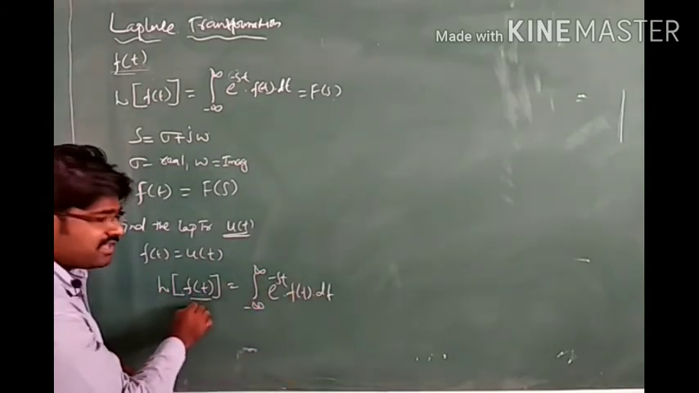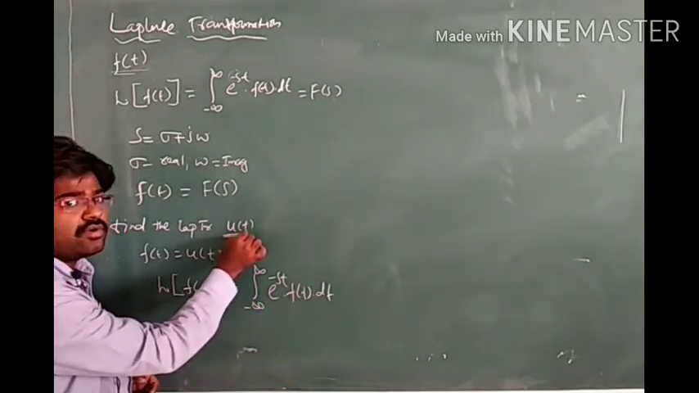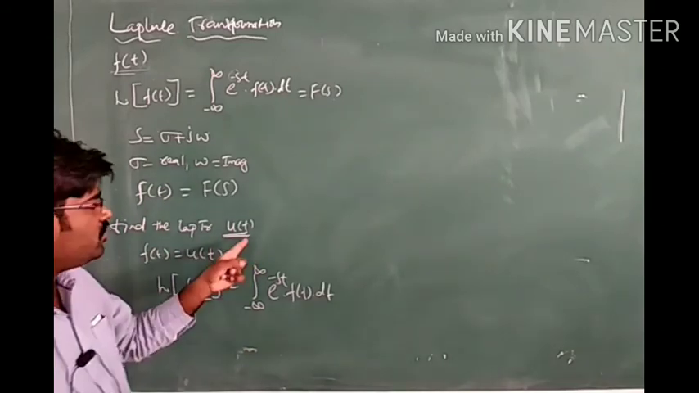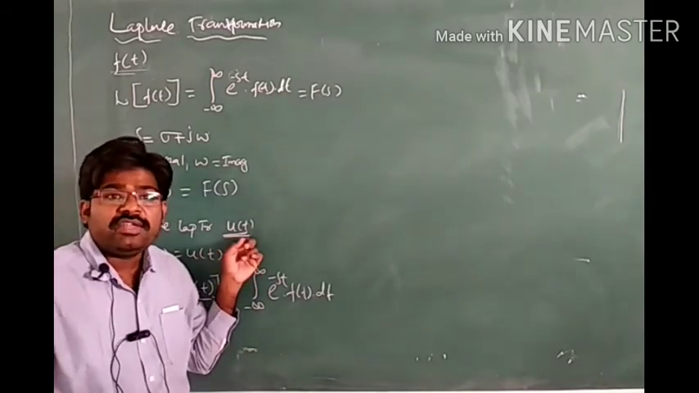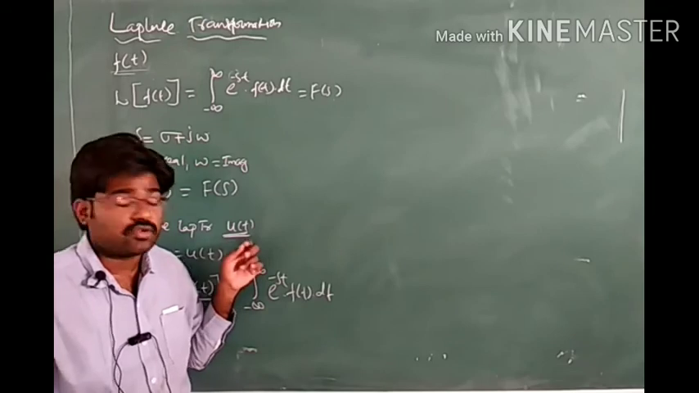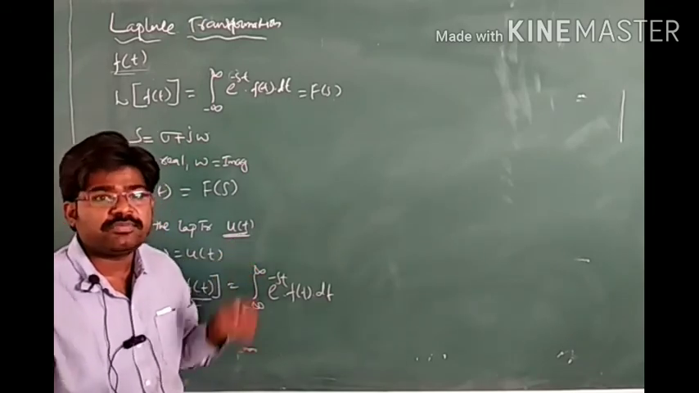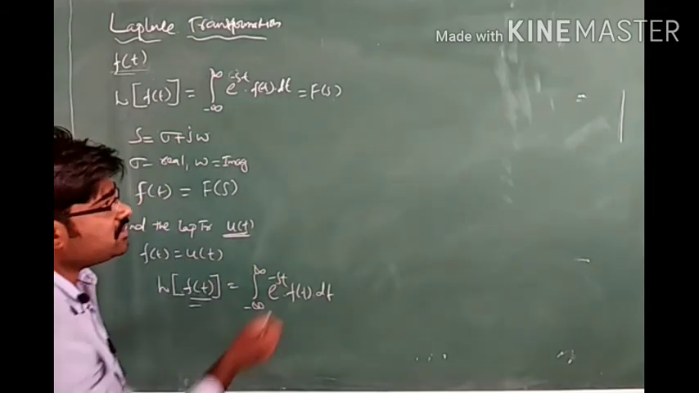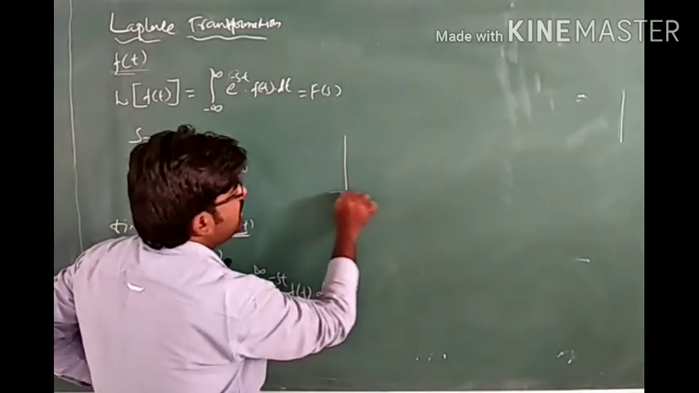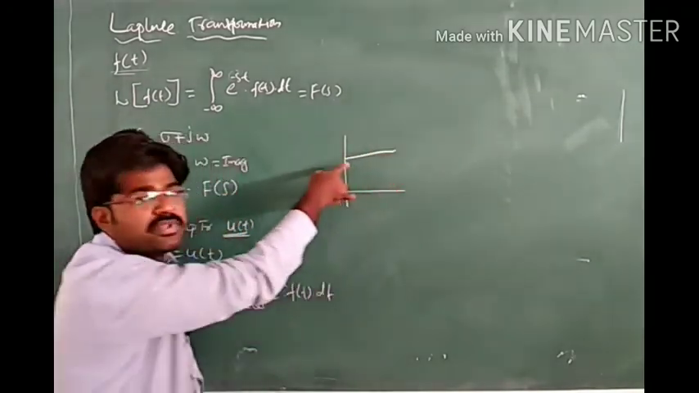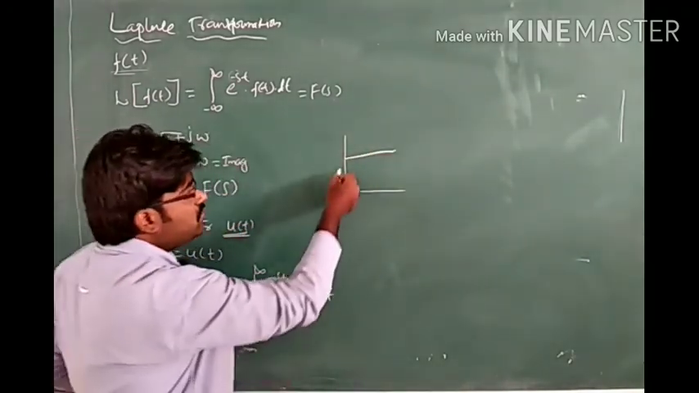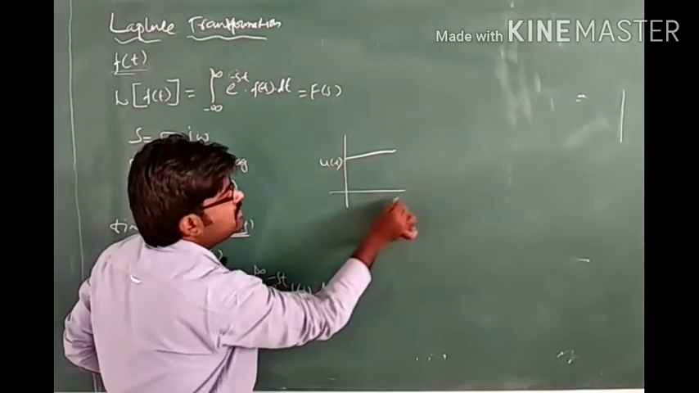What is the value of f of t that has been given? The f of t value given is u of t. But in that introduction class I told you what u of t is. U of t is nothing but the step signal. What is the definition of the step signal? The step signal is represented like this. This is the representation of the step signal. So this is u of t. This is t.